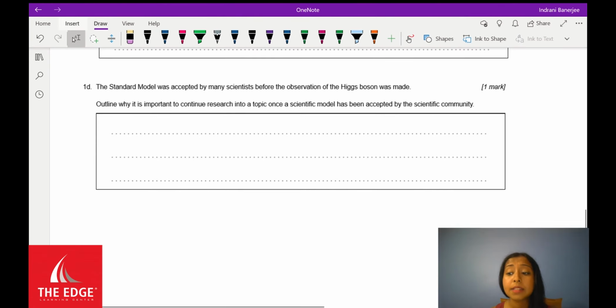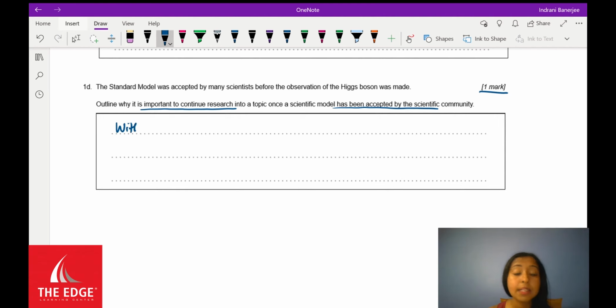So the final part of this question, it's a little bit of a silly question, but it's an important one to consider as scientists. So the standard model was accepted by many scientists, and they're asking us, why is it important to continue research, or continue testing, an already accepted model? There's lots of reasons for this. Number 1, in science we really want to test to see if we can find a mistake in a model. That gives us more confidence in a model.